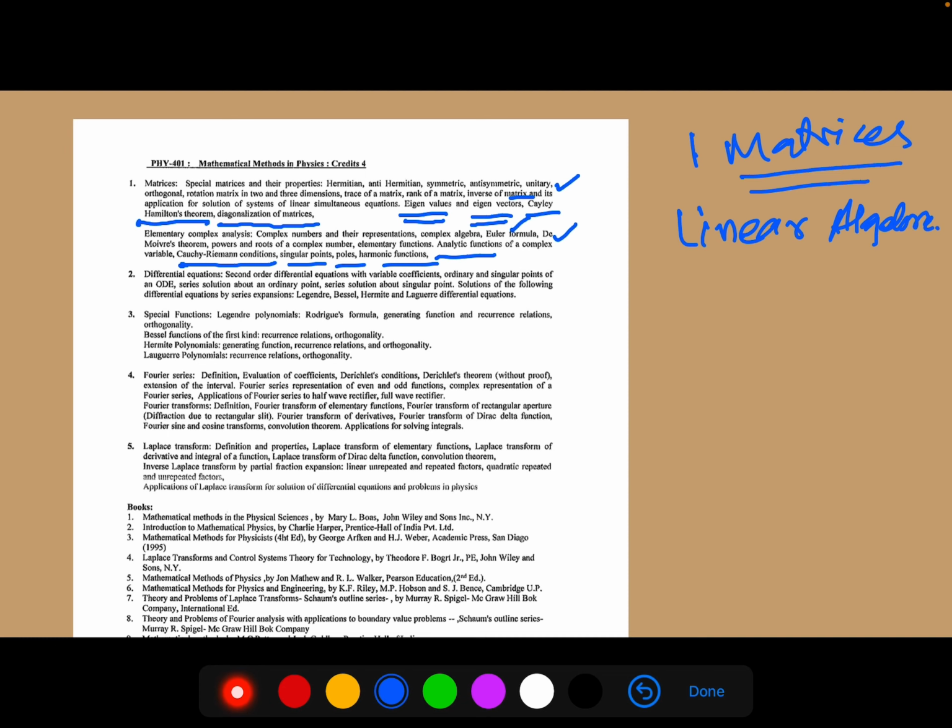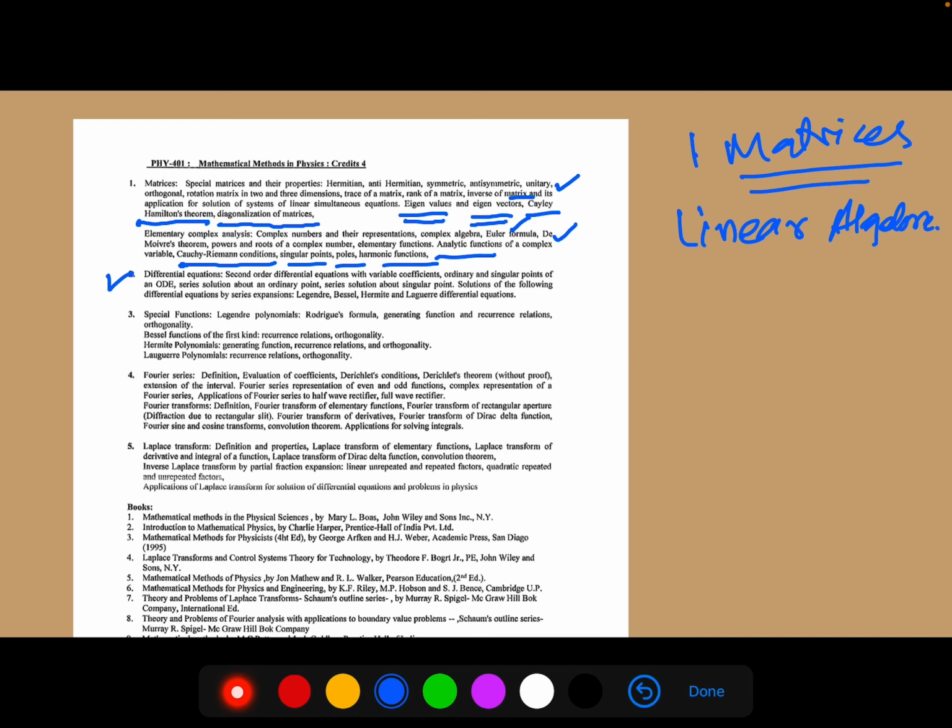After that, we are going to discuss second chapter, that is differential equation. In differential equation, we are going to focus on second order differential equation. There are first order, first degree differential equations also, but in our syllabus there is second order differential equation. But before discussing second order differential equation, we are also focusing on first order differential equation. Then ordinary and singular points of ODE. ODE stands for ordinary differential equation. Then series solution about an ordinary point.